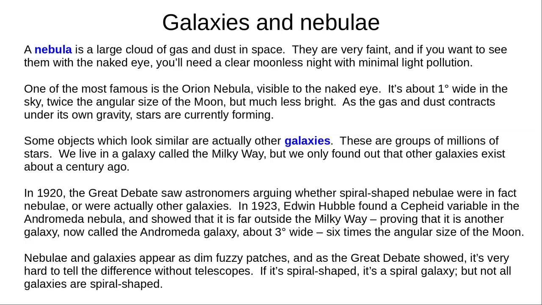Nebulae and galaxies are very similar in appearance to the naked eye. If you can make out a spiral shape, you're looking at a galaxy. But if not, it could be either.